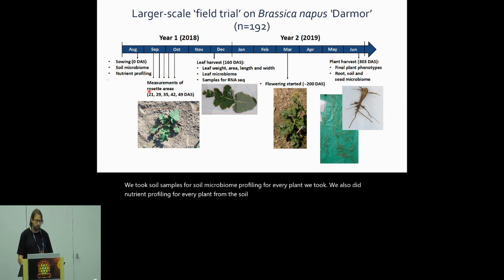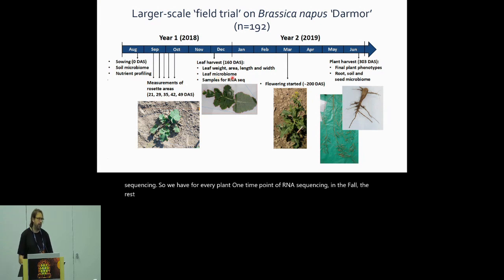Then we followed up the rosette areas in the fall, not by drones or any robotics, just by manual picturing of these plants in the field, and then applying some convolutional neural network to get the information out. And then in autumn, we harvested one leaf for every plant, phenotyped these leaves as well, and also used samples of these leaves for RNA sequencing. So we have for every plant one time point of RNA sequencing in the fall.